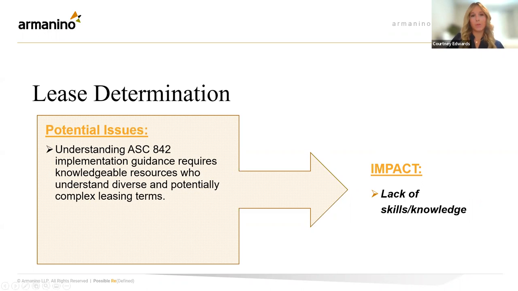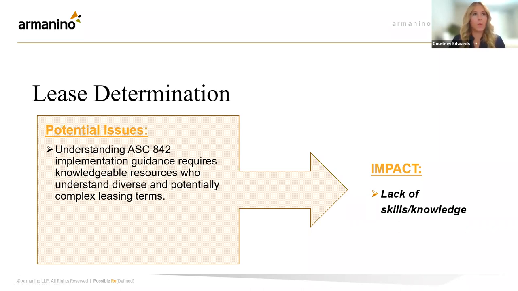The second challenge that companies face is really lease determination. Understanding the ASC 842 guidance really requires knowledgeable resources with a diverse and potentially complex leasing term. So you have to have that knowledge base to be able to first identify a lease and understand the nuances that come along with that. This also goes hand in hand with teams that have resource constraints. Maybe you don't have someone that can actually spend the time to learn the guidance. So all in all, it's hard for teams to have those skills and have the capacity.